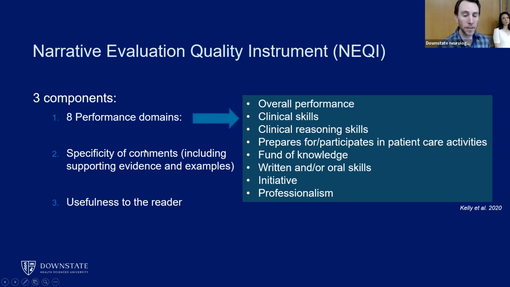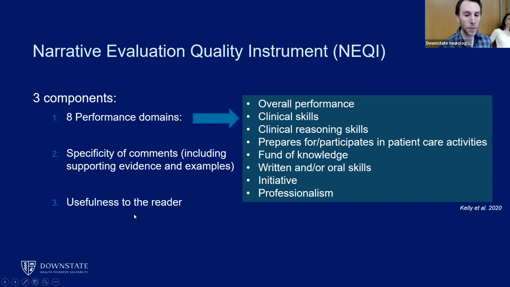Number 2 is the specificity of comments. So is there supporting evidence? Are there examples? If you have a narrative that just says the student has excellent clinical reasoning skills, excellent initiative, excellent professionalism, you're hitting a lot of those domains, but there's nothing specific there. There's no supporting evidence. There's no evidence that you know who the student is. So that's the second component.